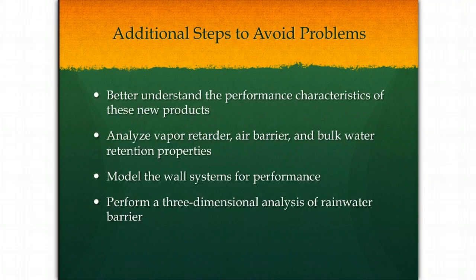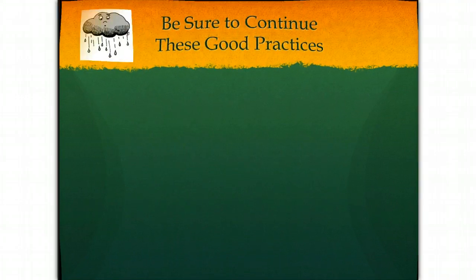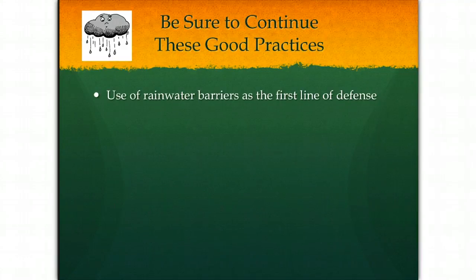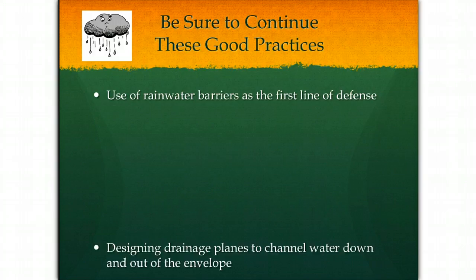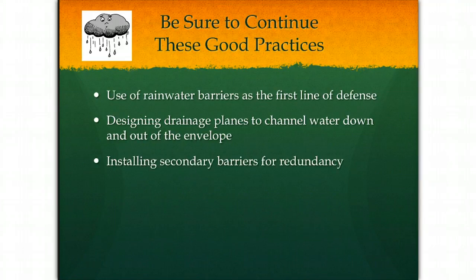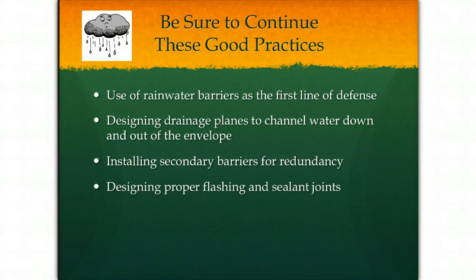All other standard good practices for wall system design should continue to be followed, whether new or traditional products are used, including implementing water-resistive barriers as the first line of defense, designing drainage planes to channel water down and out of the envelope, installing secondary barriers for redundancy, and designing proper flashing and sealant joints.